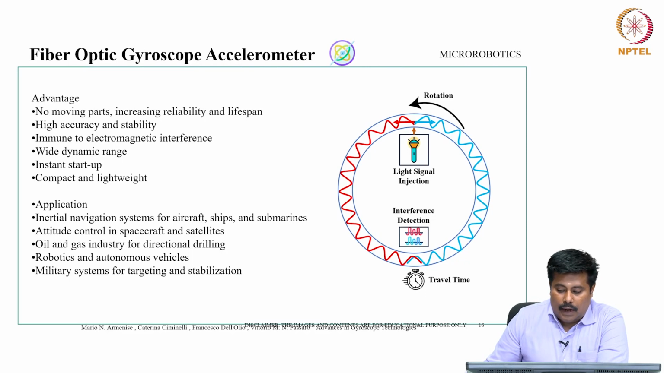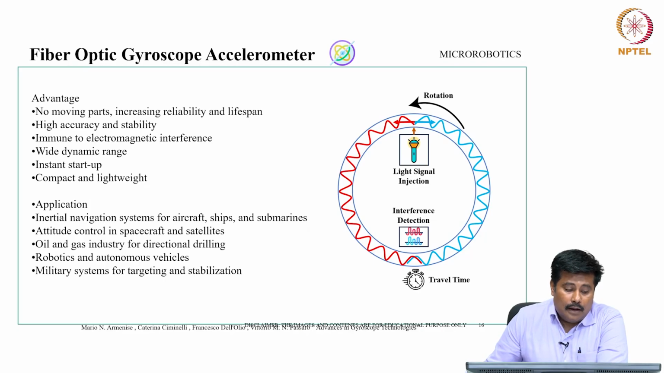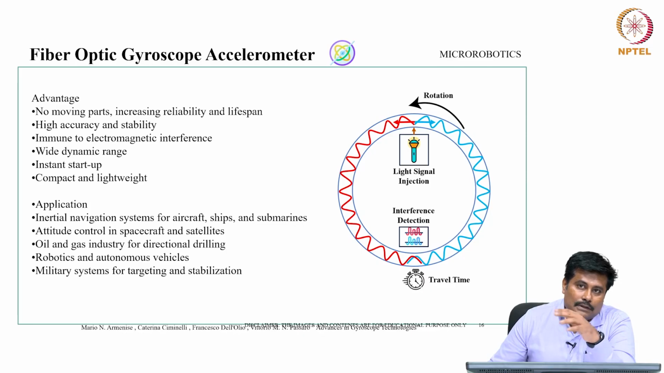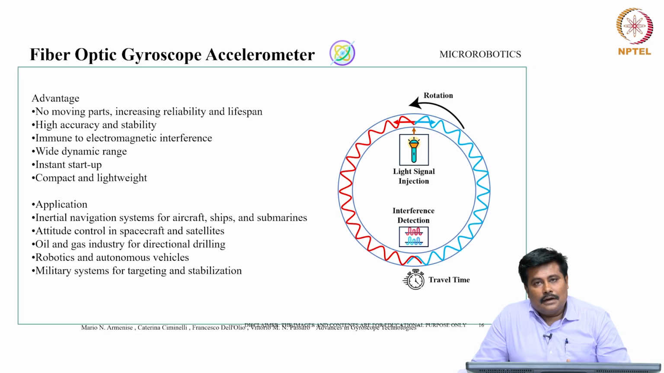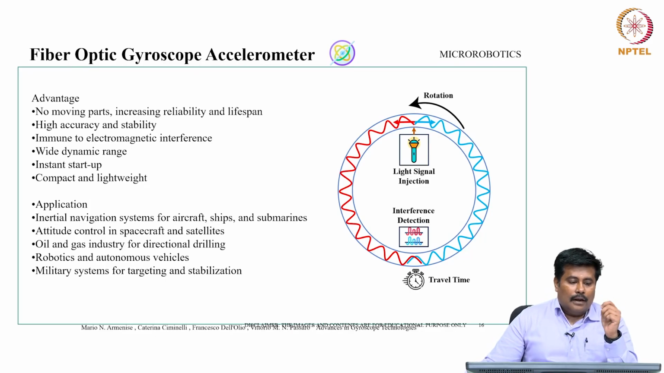Now, the key advantage of these fiber optic gyroscopes is that they don't have any moving parts, which is considered one of the key advantages, so there is no impact on the system on which it is mounted, and there is an increase in reliability and lifespan. It has high accuracy and stability. It is immune to electromagnetic interference. It has a wide dynamic range and an instant startup. It is compact and lightweight.